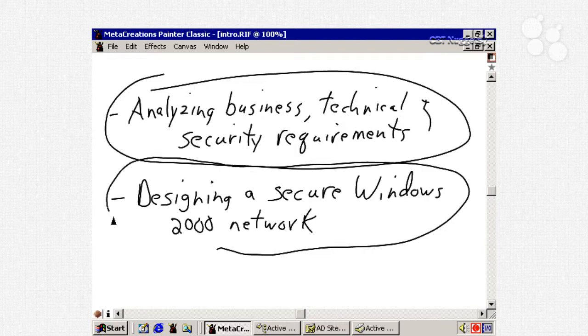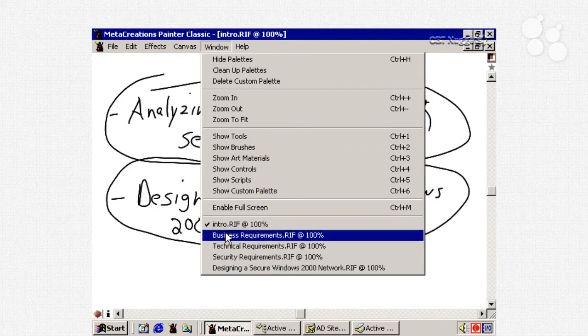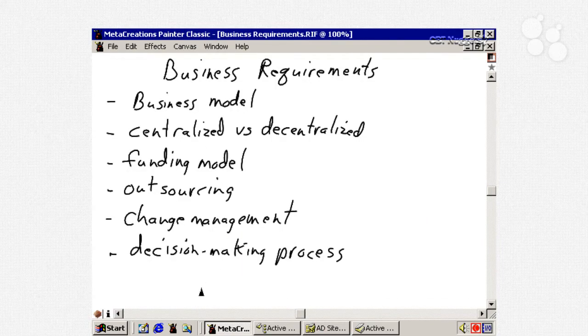Analyzing business, technical, and security. These are some of the things that we need to look at. An underlying theme for all of these business requirements is what the company is telling you: this is what our business model is and this is what we want to do in the future. Not quite as important as what the CIO is telling you.